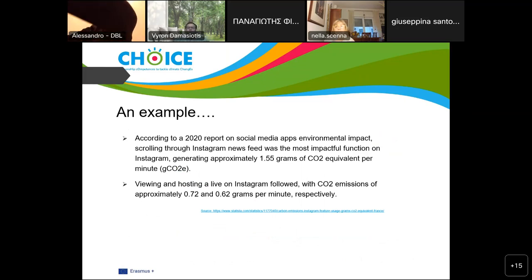According to a 2020 report on the environmental impact of social media apps, scrolling through the Instagram newsfeed was the most impactful function of Instagram, generating approximately 1.55 grams of CO2 equivalent per minute. Viewing and hosting a live Instagram followed, producing CO2 emissions of approximately 0.72 or 0.6 grams per minute.